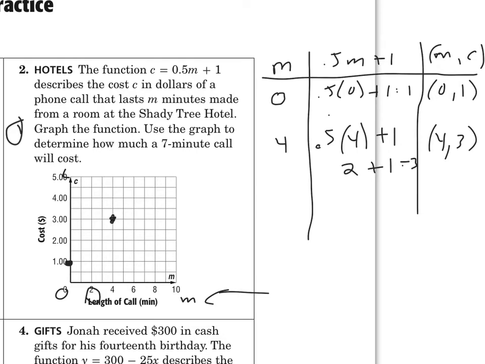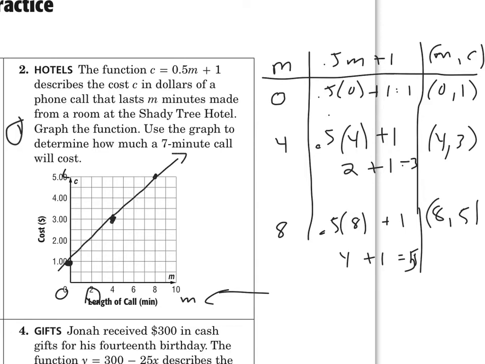And then I'm going to jump to 8 and see if it stays on the graph. So we get 0.5, or 50 cents per minute for 8 minutes, plus $1. So half of 8 is 4, plus 1 is equal to 5. And so we get 8, 5. And so if we graph 8, 5, that's going to put us right here. And so this would be our graph right there. Okay? And that answers the first question, to graph the function.